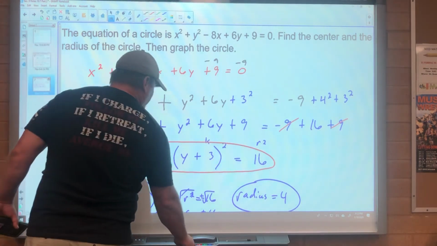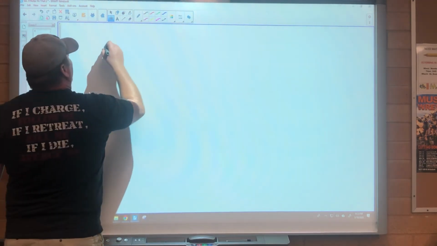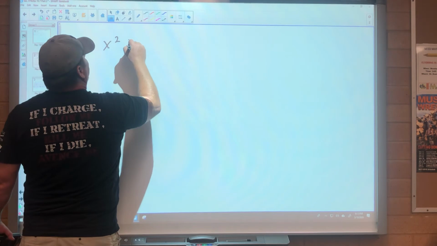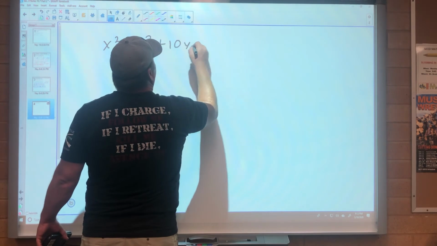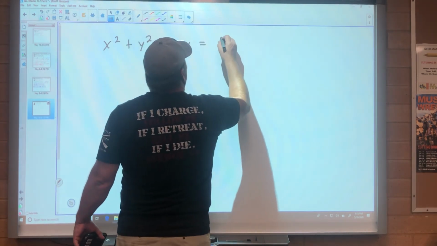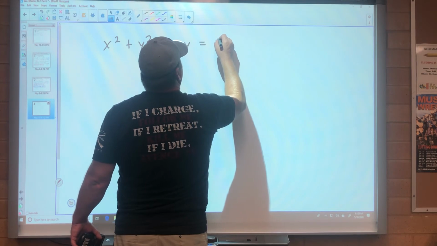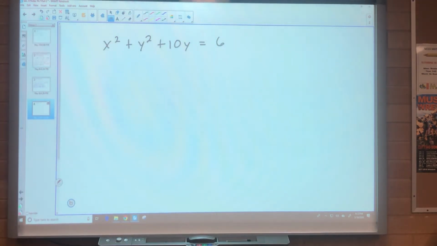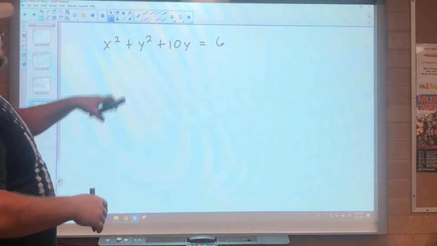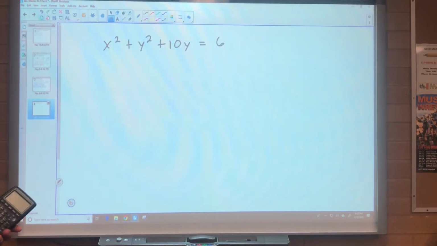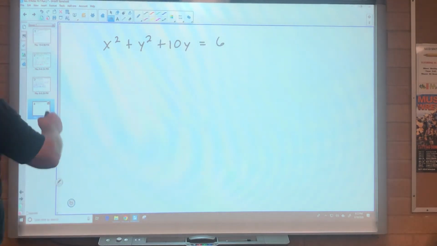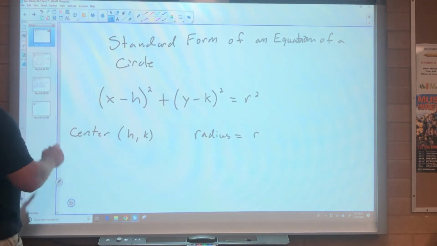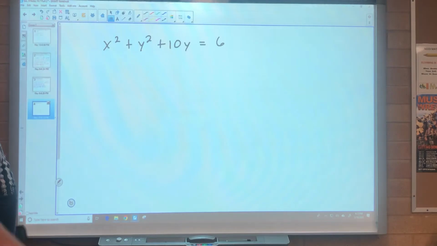Let me show you one that would be a little bit different. I'm going to make this one myself, okay? Let's say this is what it started. I don't know what this one's going to end up like because I just made it up, but take a look at it. Is it in the right form? Do I know what the center is? Do I know what the radius is? No, because it's not in the parenthesis form. It doesn't look like this. Okay? So I got to manipulate it. Well, the only way I know to manipulate it is to complete the square. So watch.